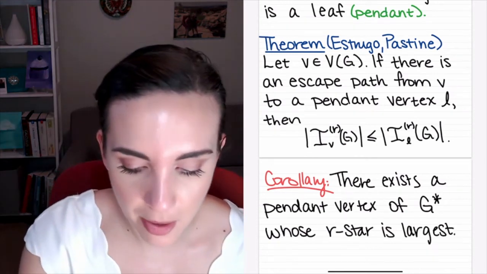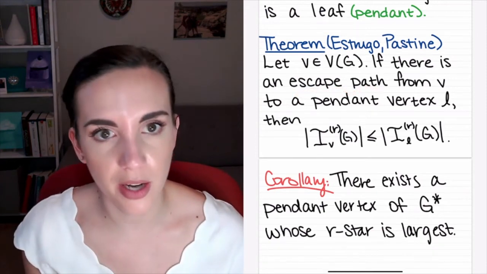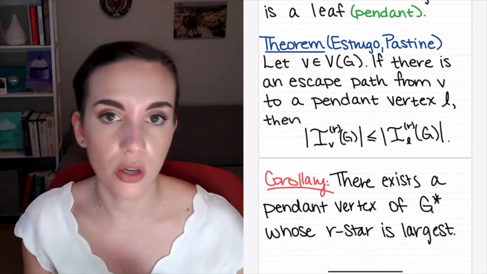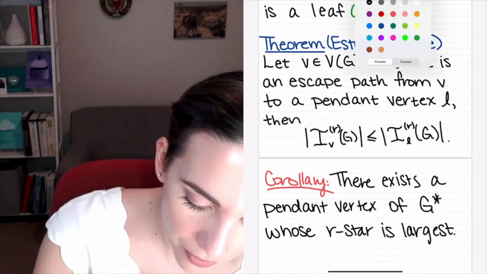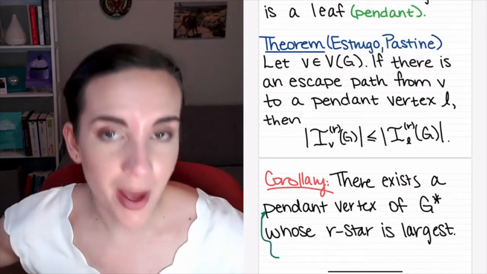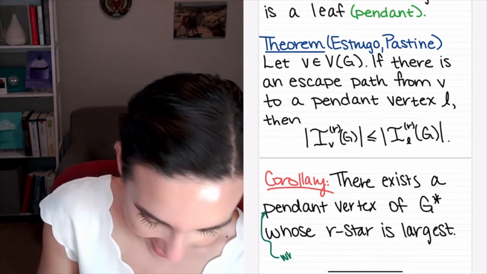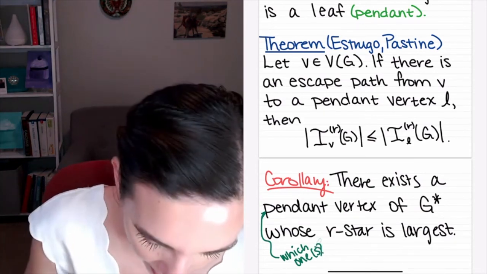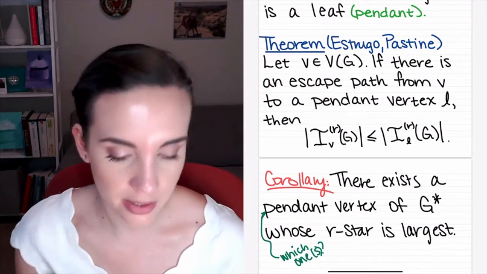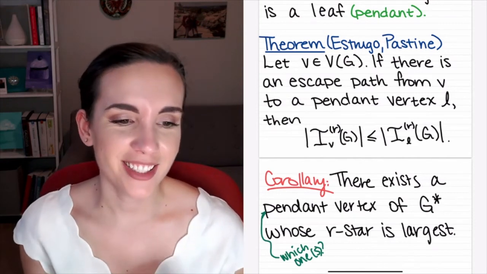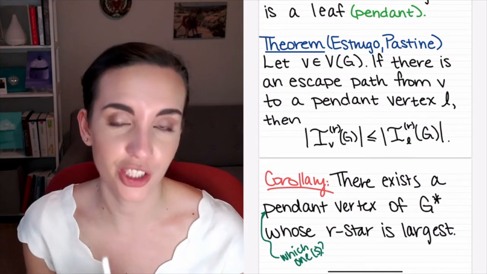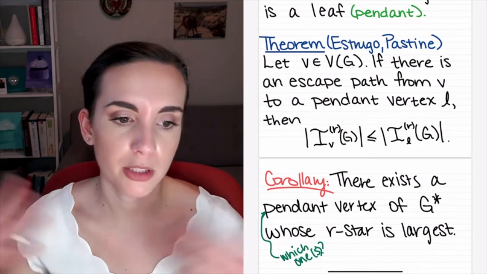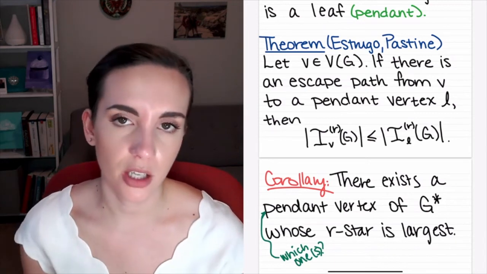And that is because, thinking about these escape paths, in our pendant graph that we're creating, every vertex has an escape path to some pendant vertex. So there is a pendant vertex whose R star is the largest. But which one? Which one or which ones? I want to know not just what type of vertex it is, but exactly which vertex it is. So I've narrowed my question down even more to say which pendant vertex has the largest R star. I want to pick a base graph or a family of base graphs to consider and hopefully be able to prove which pendant vertex or vertices have the largest R star.